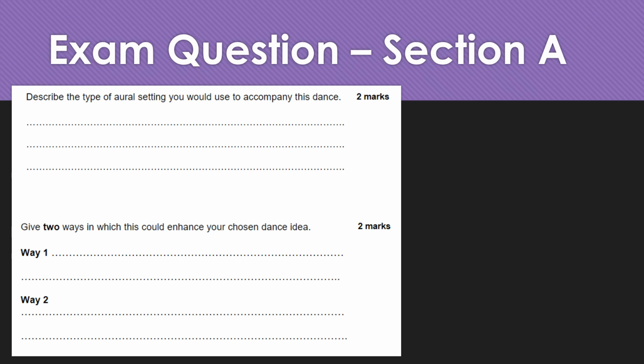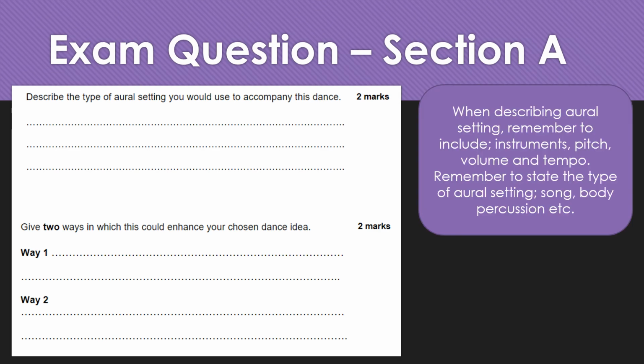Okay, moving on, exam questions. Remember, these are based on the next stimulus, which is the piece of art. You should now have a choreographic intention. So now I want you to describe the type of aural setting you would use to accompany this dance. So we know that when describing aural setting, you must include detail about instruments, pitch, volume, and tempo. And remember, add that extra detail of stating the type of aural setting. So you could describe the type of aural setting by saying body percussion, song, etc. So that is how you're going to get the 2 marks there.